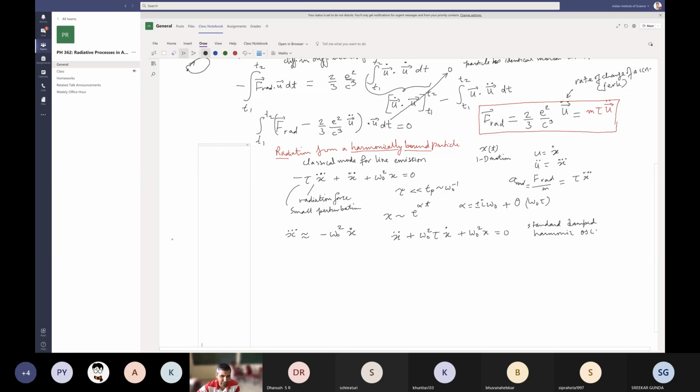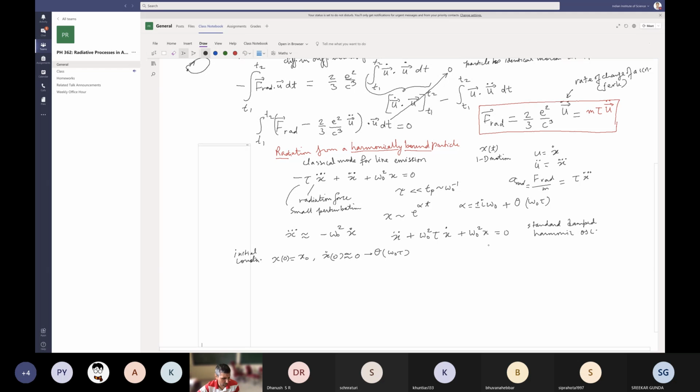So how do we solve it? We know the solution. Let's assume some initial condition: x naught is equal to some amplitude, and x dot naught, the velocity at t equal to 0, is, to leading order, 0, or of order omega naught tau, which is small. If it were a triple dot equation you would need 3 initial conditions, but for a second order equation you just need 2. So this is the initial condition for this oscillator.